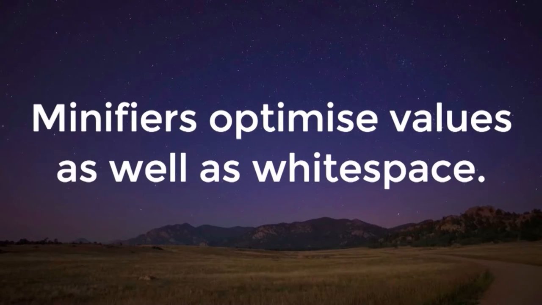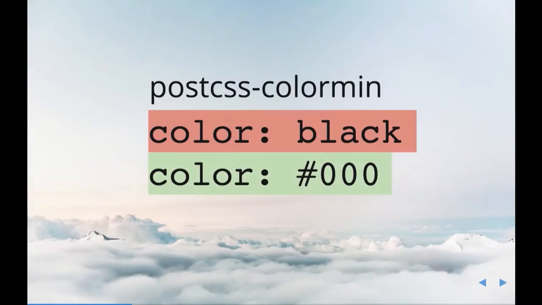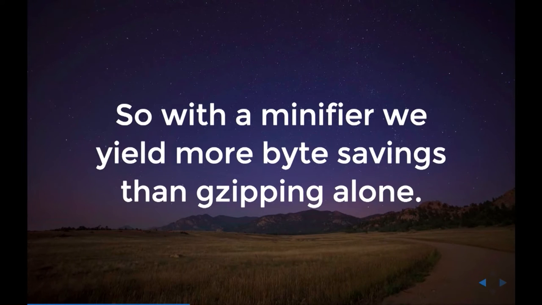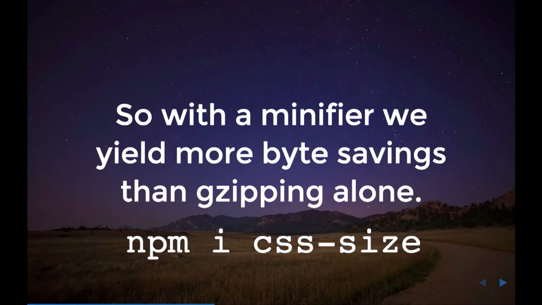But also, it optimizes each of the values as well as the white space. So as an example, you can have a named CSS color converted to hex. Another example is the font values that can be changed. So with a minifier, we can save more bytes than with just gzip. I wrote a little module called CSS size, so you can try it on your own projects.